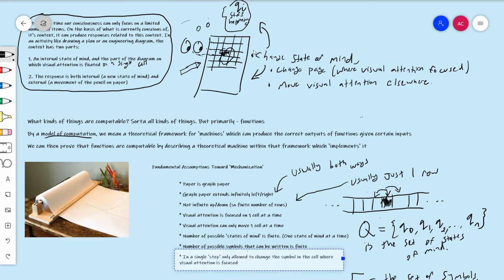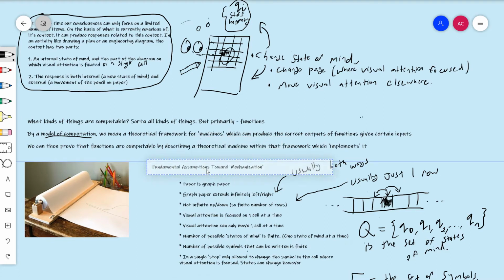So again, my state of mind is going to change, although it's finite, but the state of mind can be anything. So maybe I'll add a second thing. State of mind: any state can change. States can change into whatever other states. I'll just say states can change however. And I think that's all of the assumptions that we need towards mechanizing. So let's go over them.